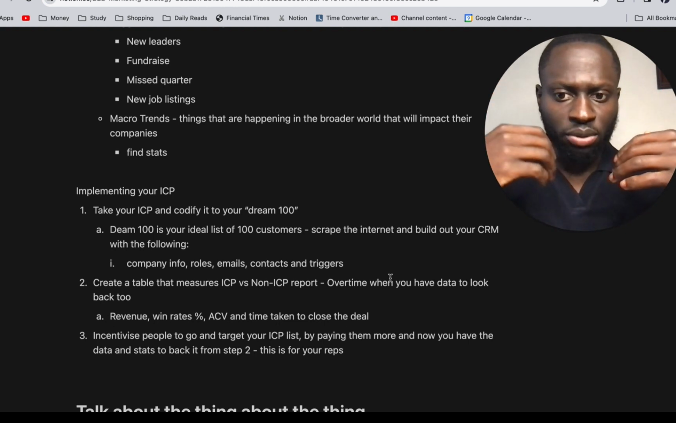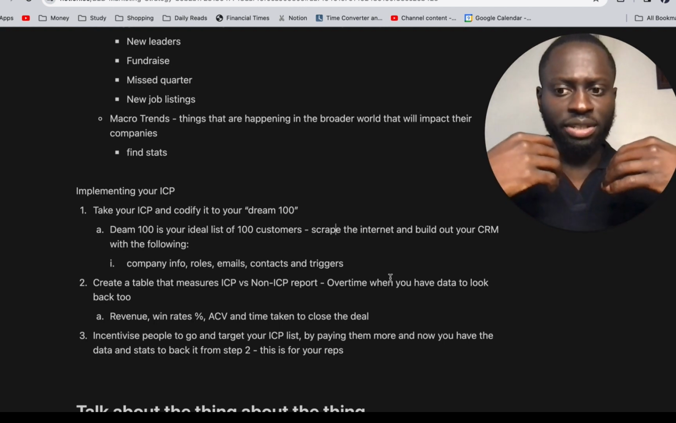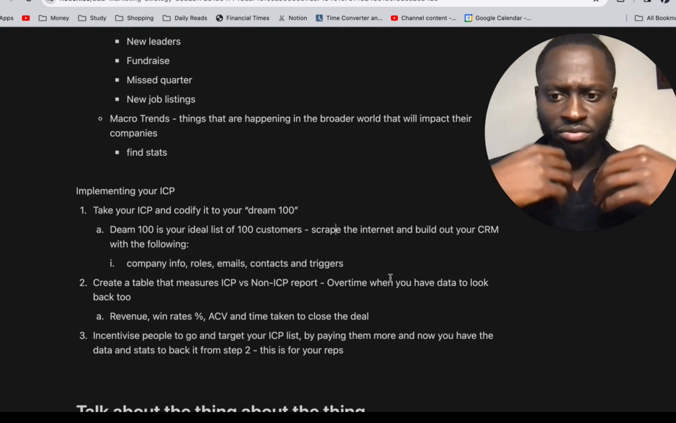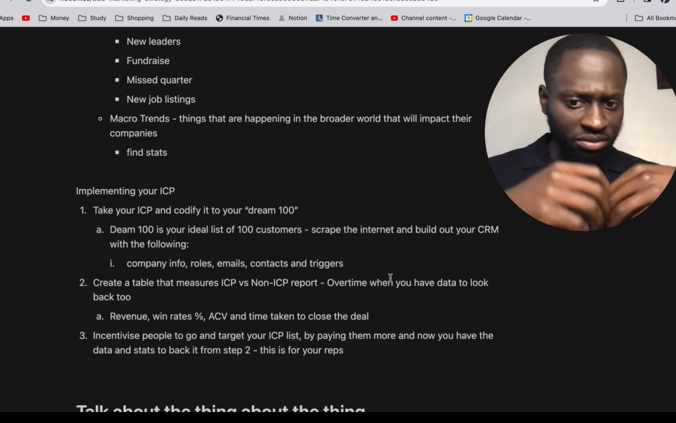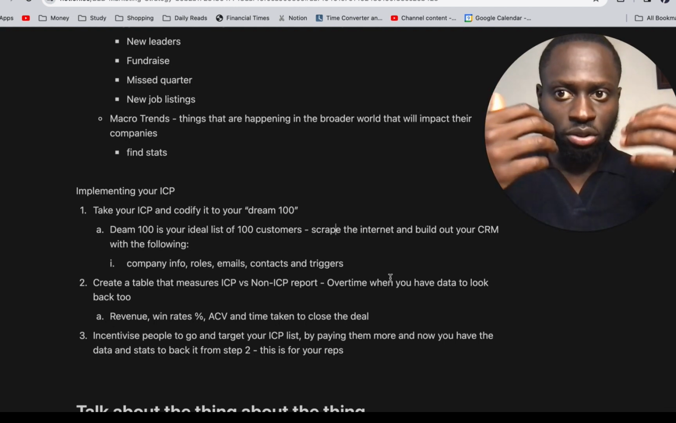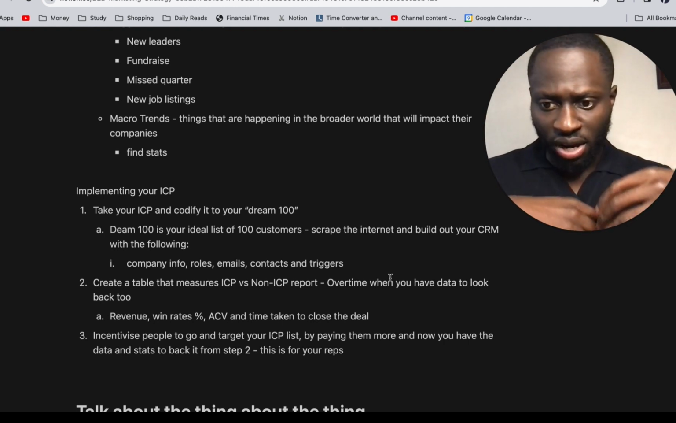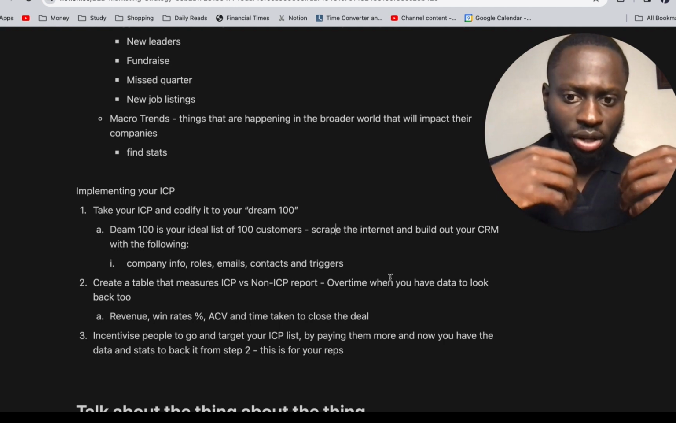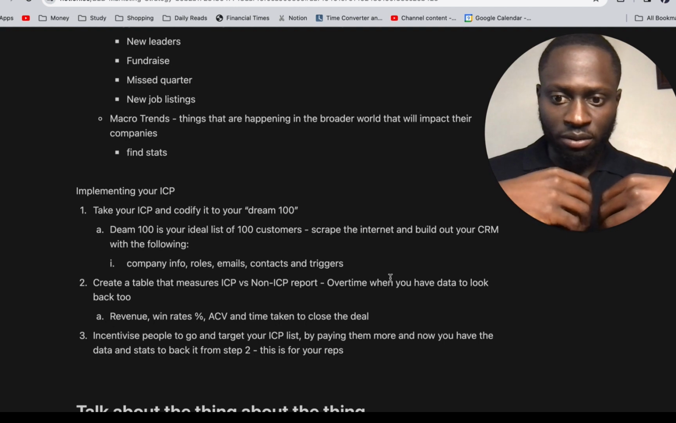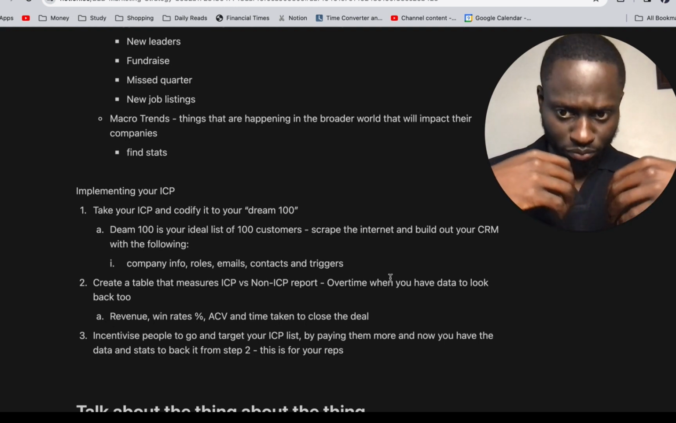Create a table that measures the ICP versus non-ICP. Over time, you have data to look back at, and you want to identify revenue, win rates, ACV, and the time it's taken to actually close the deal. This is feedback and data given to you as a marketer, as a business owner, as a founder to understand. And also you want to incentivize people to go and target your ICP list by paying them more. You now have the data and the stats to back it from step 2. And this is for your reps.